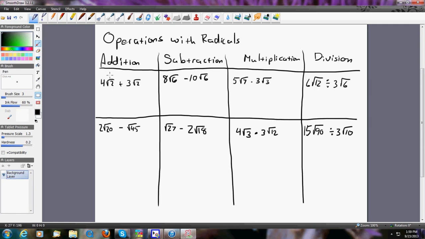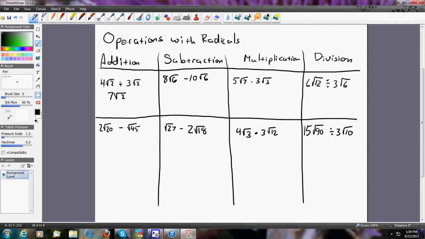Alright, what I want you to realize is that radicals and fractions are very, very similar. And what I'm going to show you now is how to do different operations with radicals. Basically, if you had 4 radical 2 plus 3 radical 2, think of it like cats. 4 cats plus 3 cats is 7 cats. So here, 4 radical 2 plus 3 radical 2 would be 7 radical 2.